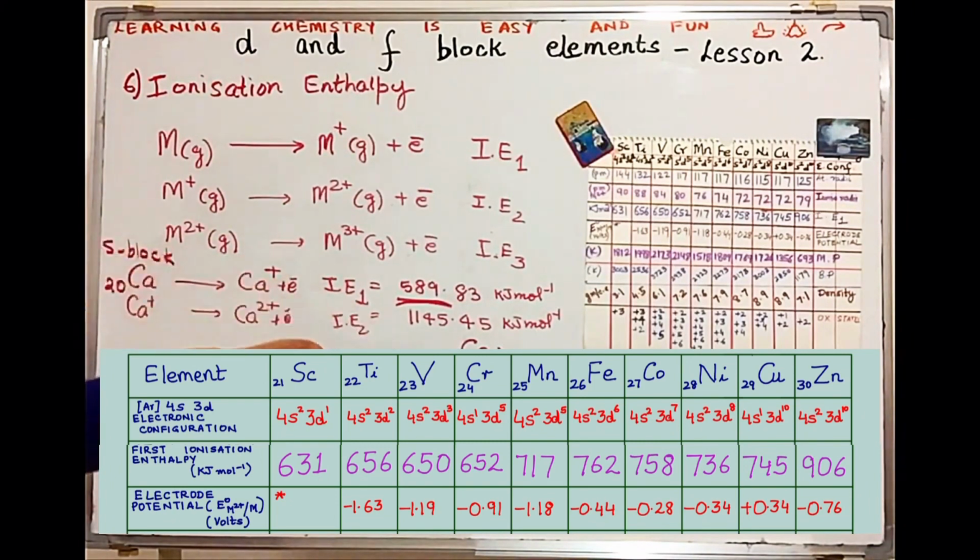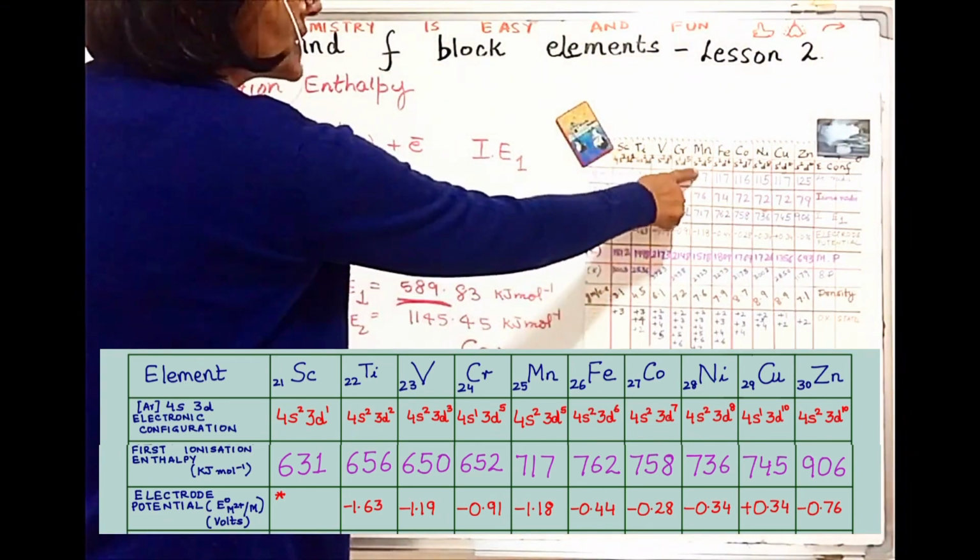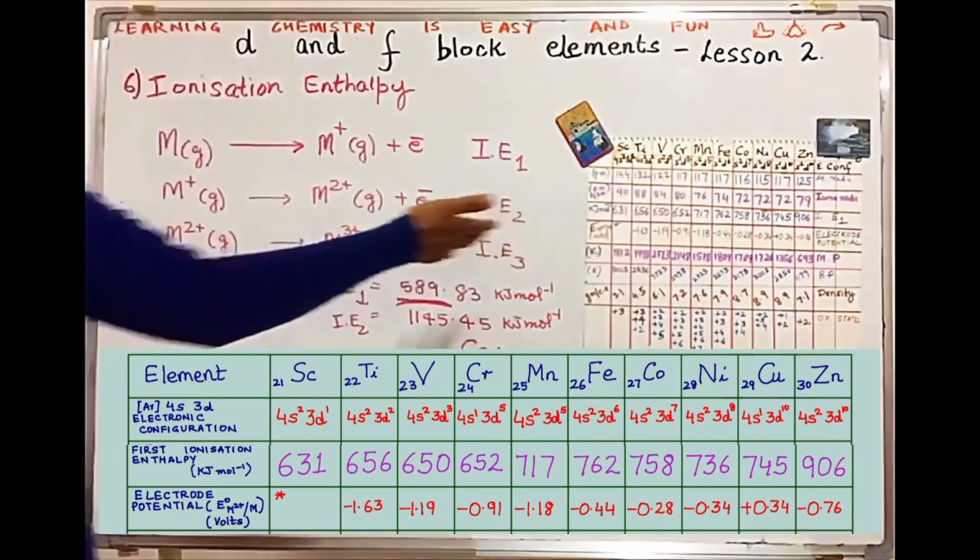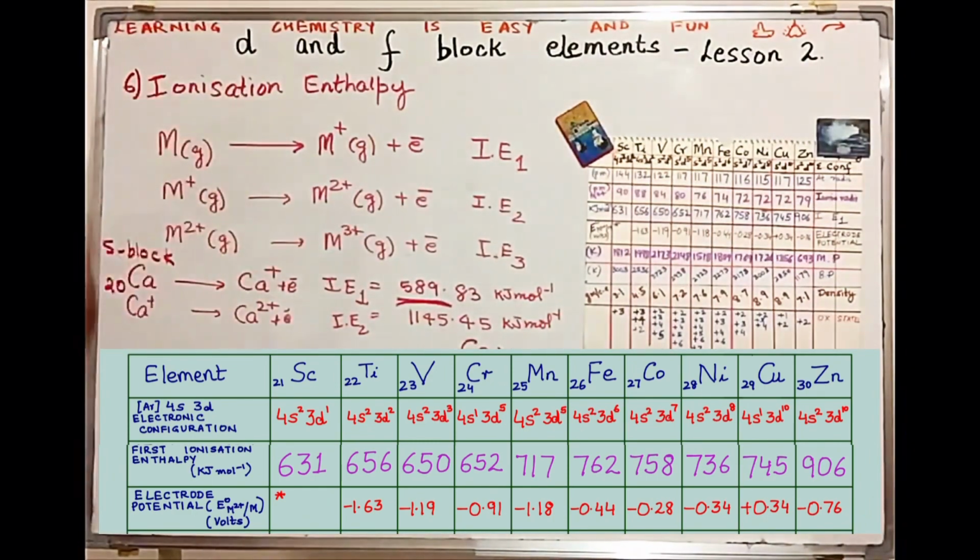717. Perfect. Stability of half-filled orbitals, because the half-filled orbitals are extra stable. Manganese configuration is 4s2 3d5. 4s2 is fully filled, 3d5 is half-filled, because of which removal of the electron becomes difficult.